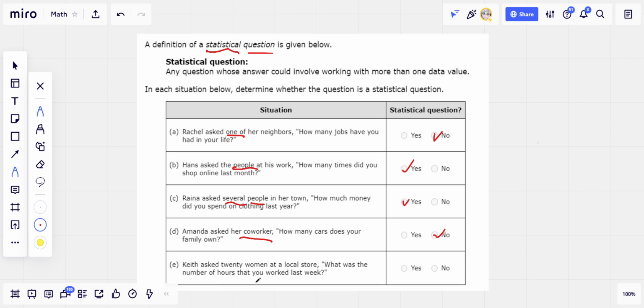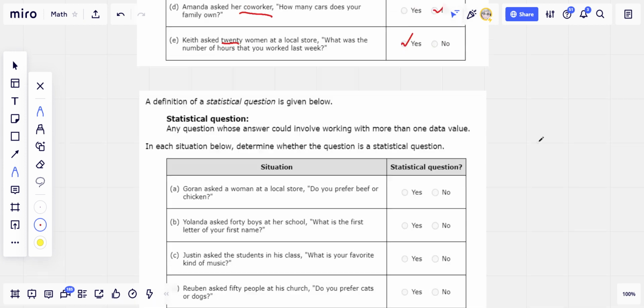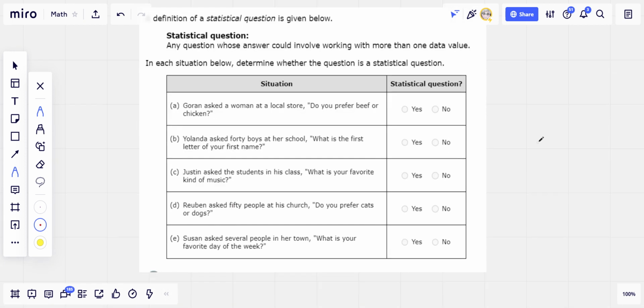E says Keith asked 20 women at a local store, what was the number of hours you worked last week? That one is statistical because 20 different people are being surveyed or asked here. All right, let's try one more set just for practice. We'll go a little quicker through these, and I'm sure you'll get them even before I do.